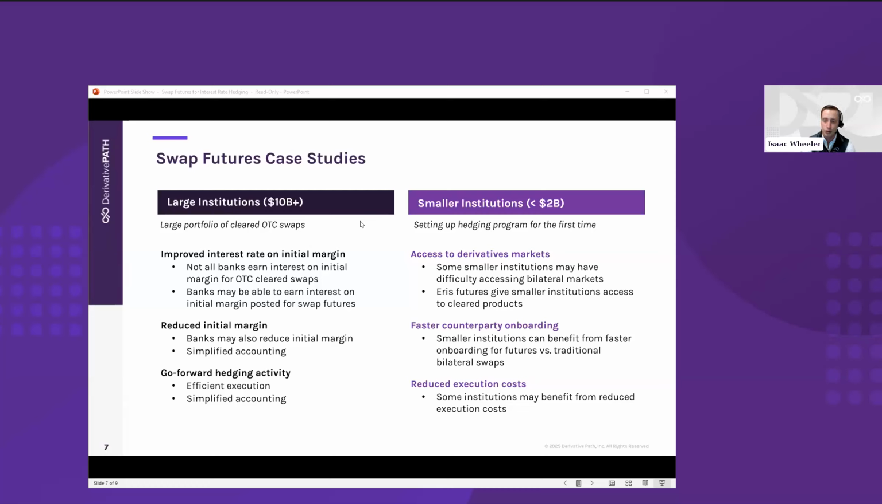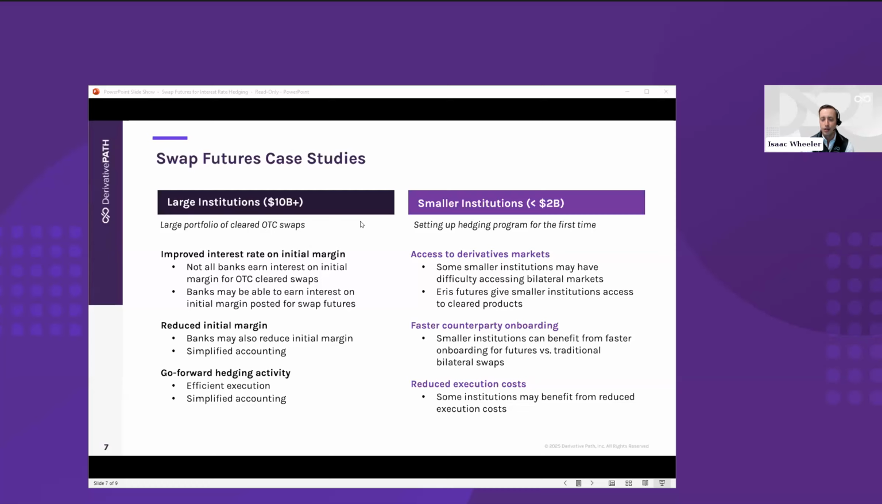The other one that's very large, and Craig, you talked about how this is important to REITs. You talked about how this is important to, I think, all institutions that are hedging, but specifically some of the users of swap futures today, is that there's a reduction in initial margin. You might be able to reduce the amount of initial margin you post to the exchange significantly if you're using swap futures to execute a hedging strategy, as opposed to OTC cleared swaps. There's also some simplified accounting here.